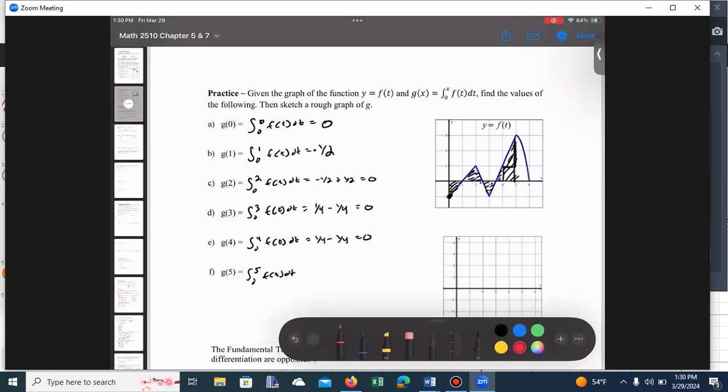So that box is just 1. This triangle is 1 times 2 divided by 2. That's just 1. So that whole thing is equal to 2.